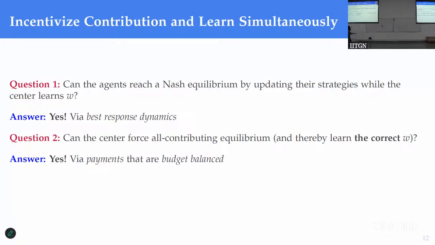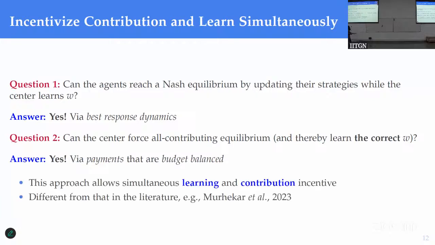Okay, so let's look at the answer to question 1 first. We just want to show that this is not the first time that we are doing this. In fact, one of the motivations was the work by Murhekar and Bhaskar, their paper in NeurIPS 2023. The difference that we have brought in is this simultaneous learning as well as this contribution incentive. All right, so let's get into it.